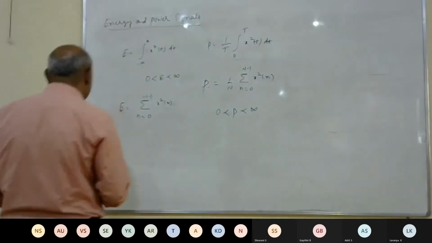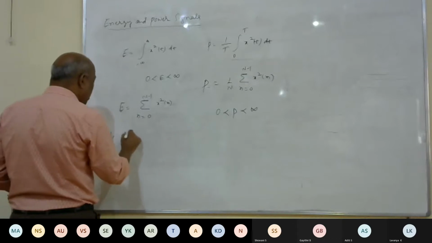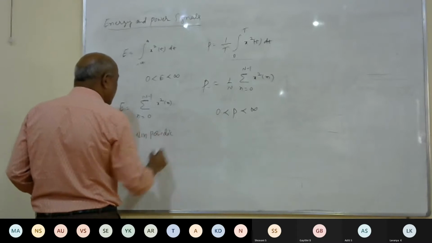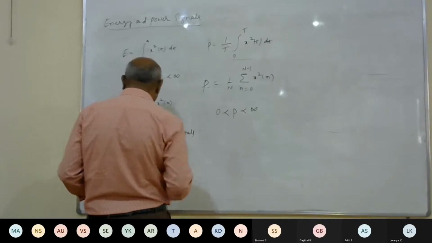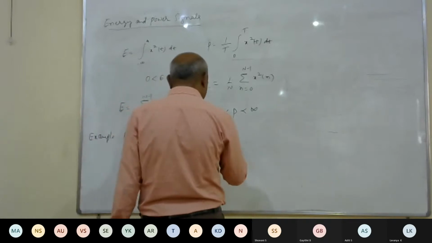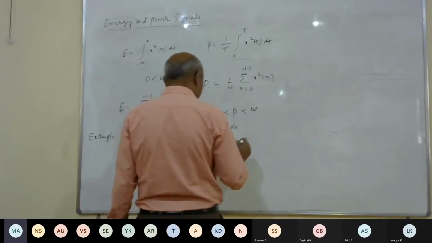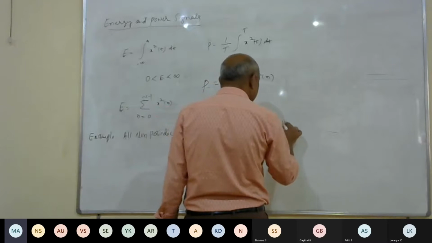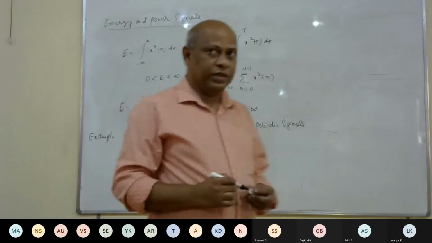So an example for energy signals is all non-periodic signals. Here, the example in case of power signals is all periodic signals.